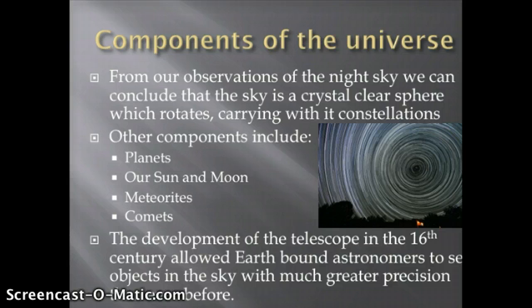Throughout history, people have looked to the sky and wondered, what is out there? In the past, they've used their eyes, but over time, they came to see that there are components that make up the universe. Those components include planets, our sun and moon, meteorites, and comets. The development of the telescope in the 16th century allowed earthbound astronomers to see objects in the sky with much greater precision than ever before.